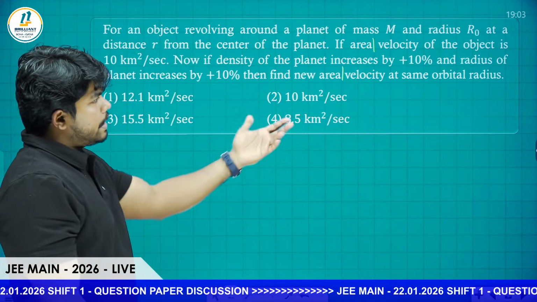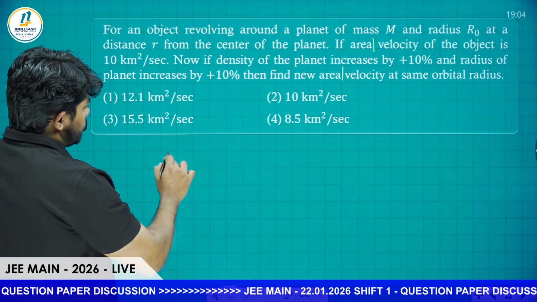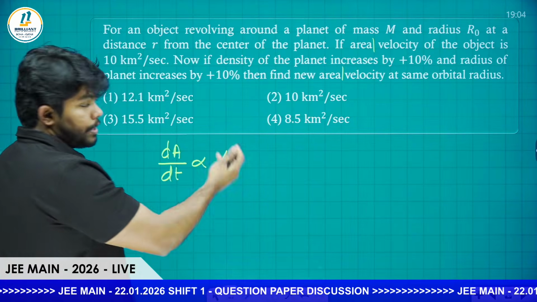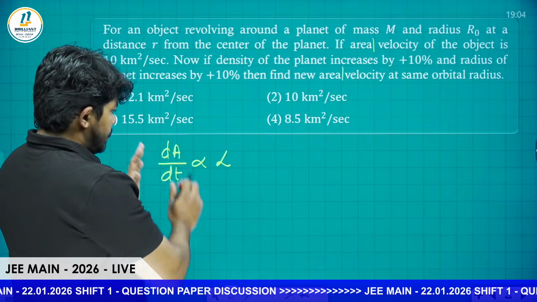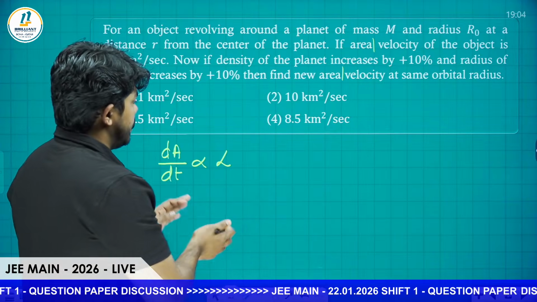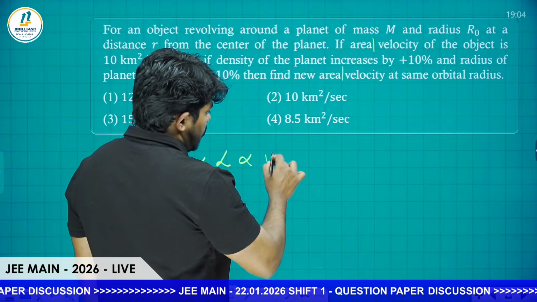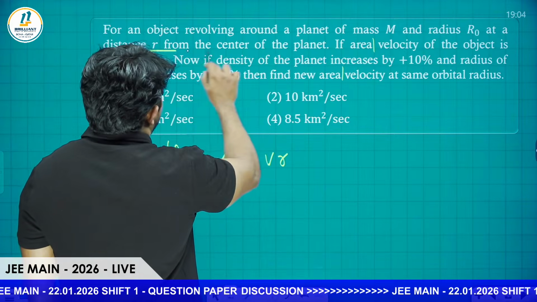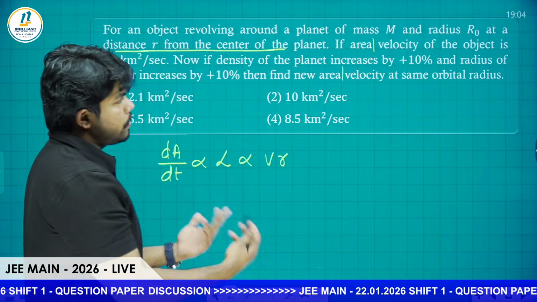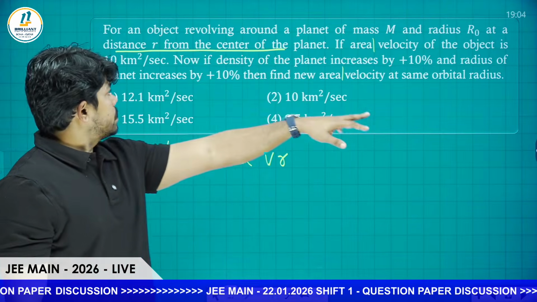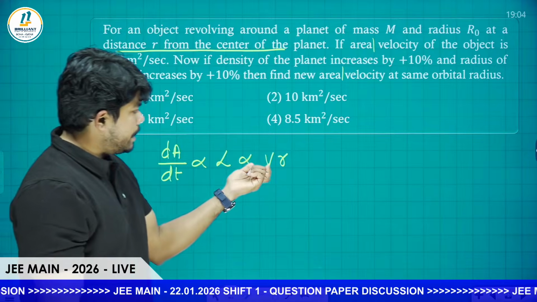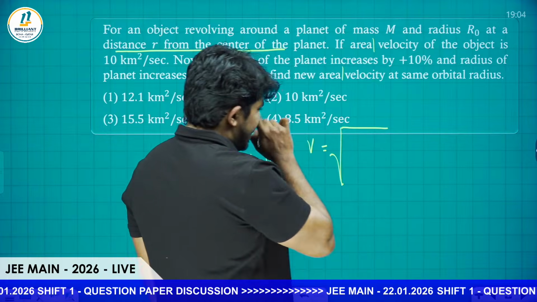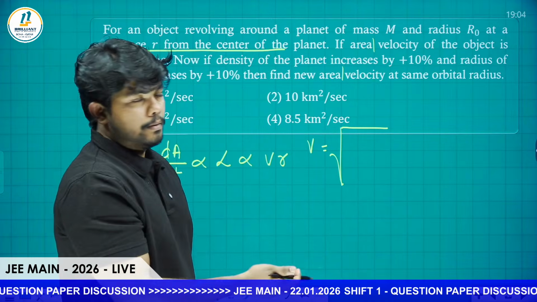We can do it in different ways, but I am going to take Kepler's second law, where the areal velocity is directly proportional to the angular momentum, and it is actually a consequence of angular momentum. So angular momentum is mvr, I am going to take vr. Here you have to remember the distance r from the center of the planet is not changing, only the density and radius of the planet are changing. So we have to only take v. And what is v here? Either you can take escape velocity, I am going to take orbital velocity here.